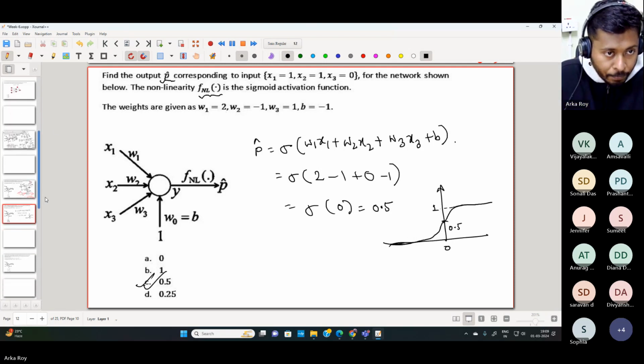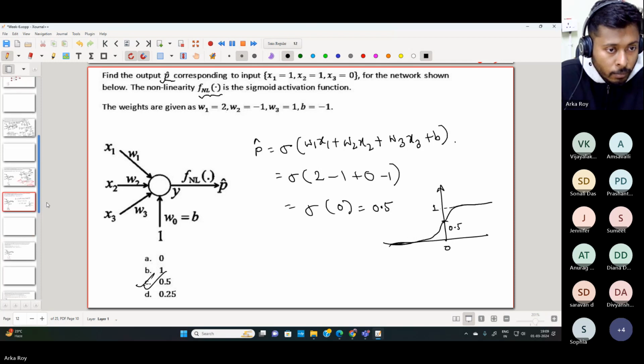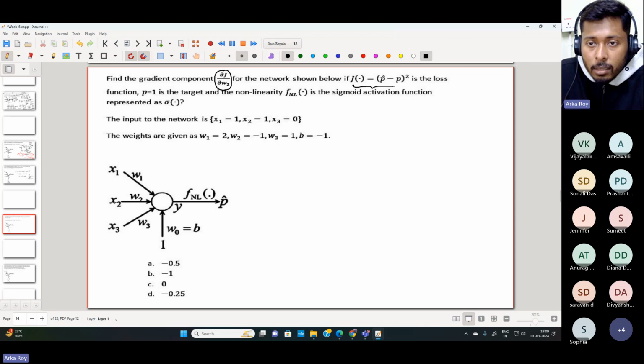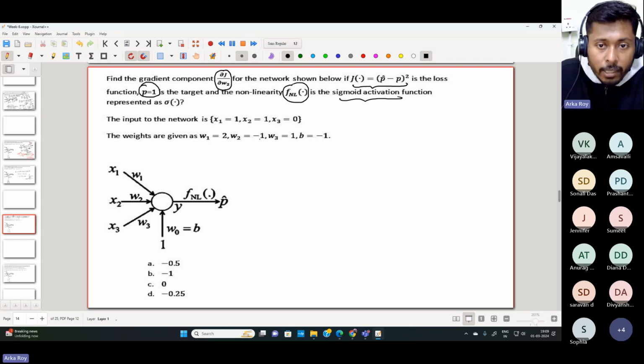Okay, so this is the next question. We need to find del J by del W2, where J is represented as an L2 loss and the target value has been given. The original target value is given as P equals 1 over here, and the nonlinearity f_NL is a sigmoid function. Then what you need to find is del J by del W2.